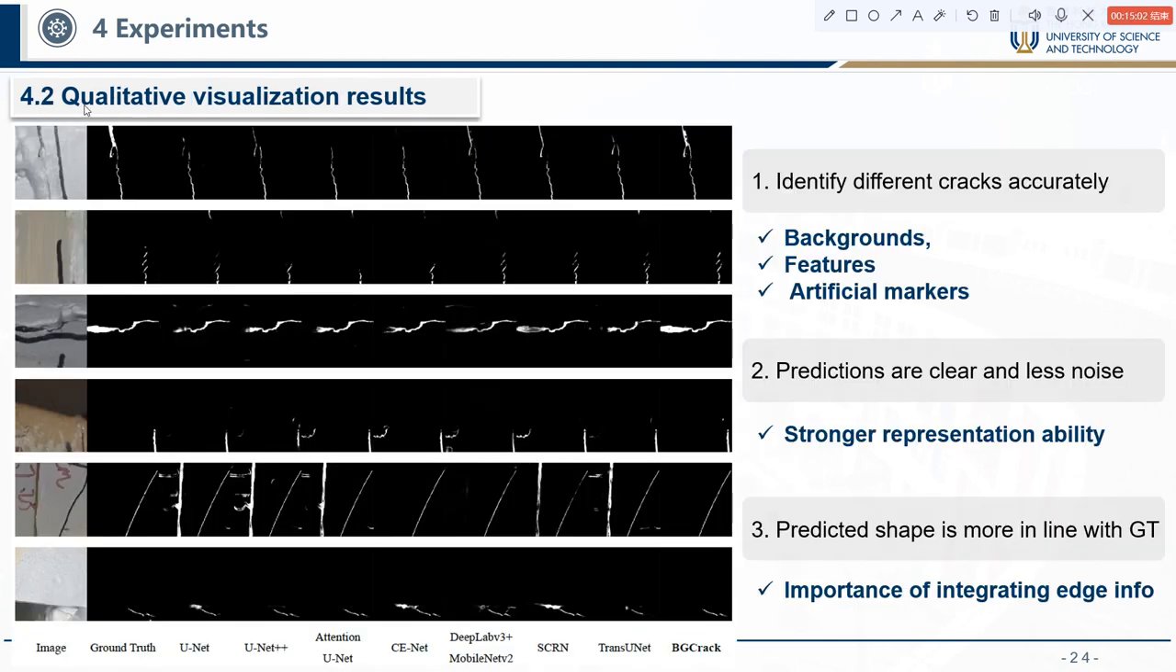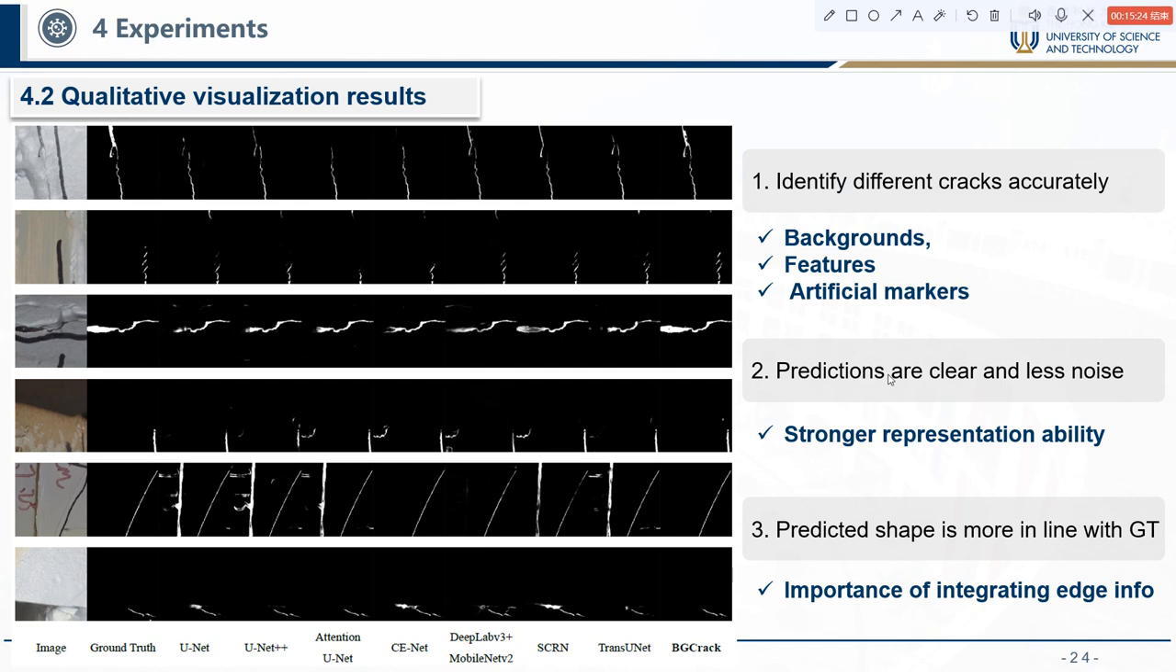And then is the qualitative visualization results. Based on this image, we can draw three conclusions. First one, it is the BGCrack. This column is the BGCrack. The BGCrack can identify different cracks accurately, no matter the backgrounds, features, and black and red artificial markers.